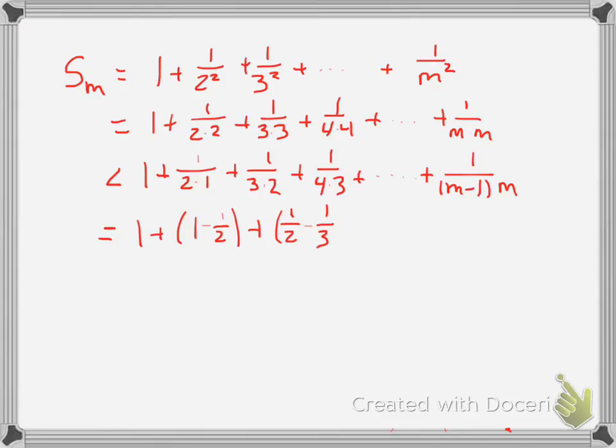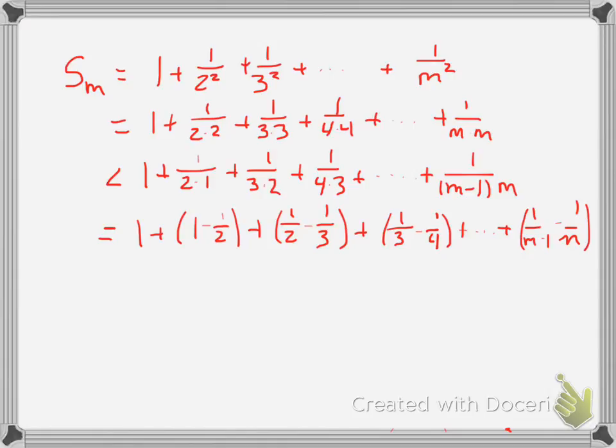Notice that if I cross multiply, I would get 1 times 3 is 3, minus 1 times 2 is 2, so that's 1 over 3 times 2. Plus, now I can do 1 over 3 minus 1 over 4 until I get to the end, and this one will be 1 over m minus 1 minus 1 over m.